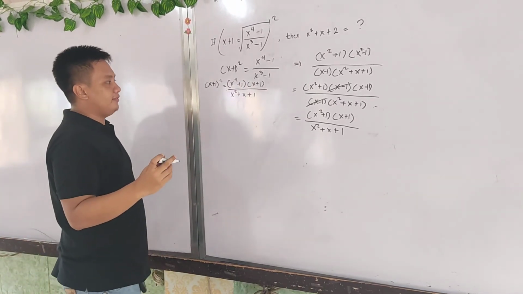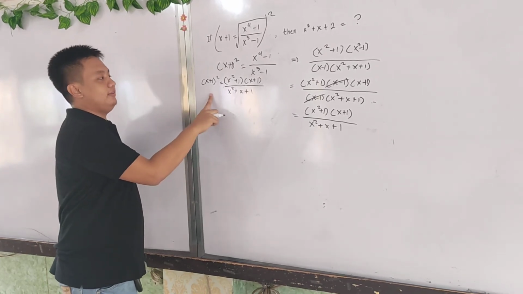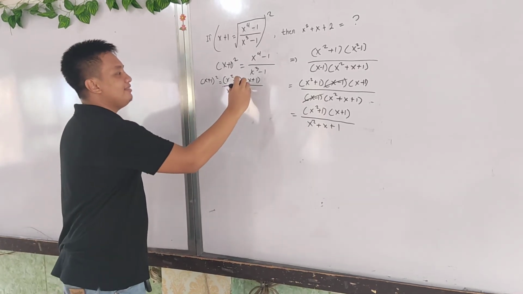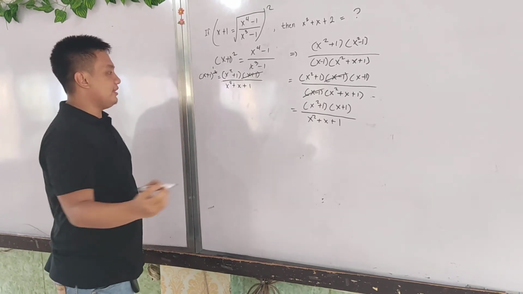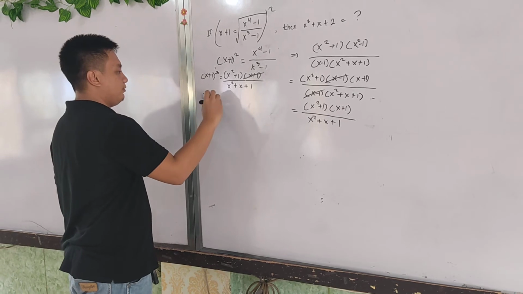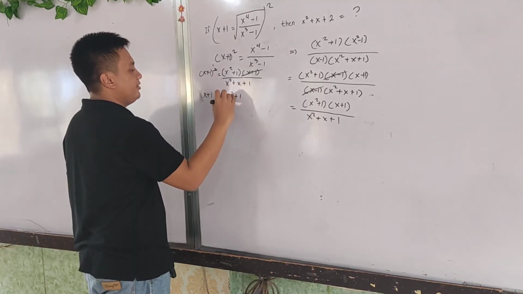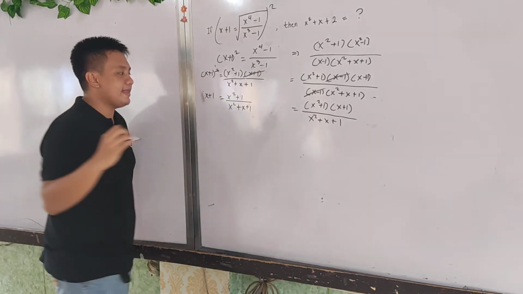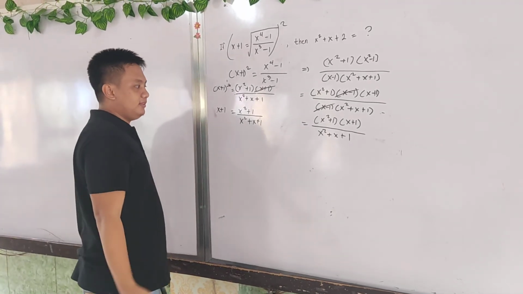So what can we do next? Here, the x plus 1 is also in the numerator on the right side, so we can cancel this part and reduce this exponent to 1. This will now become x plus 1 is equal to (x squared plus 1) all over (x squared plus x plus 1). And this is the tricky part, guys. This will be the tricky part.